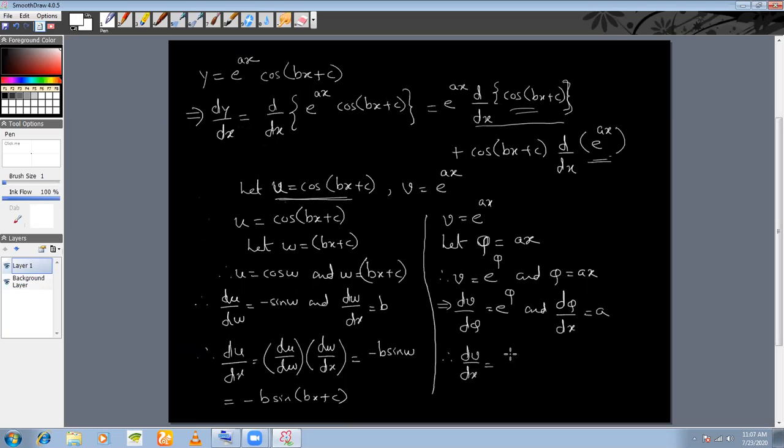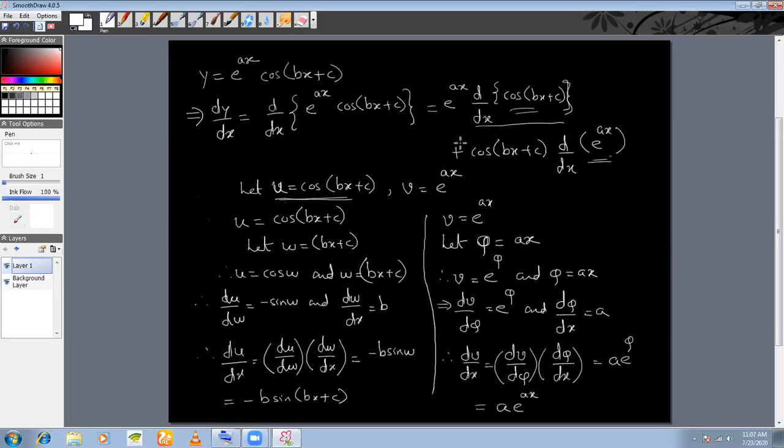dv dx is dv d phi, the product of these two, d phi dx, which is equal to a e to the power of phi. Now you put the value a e to the power of ax. Okay, we have got dv dx now.